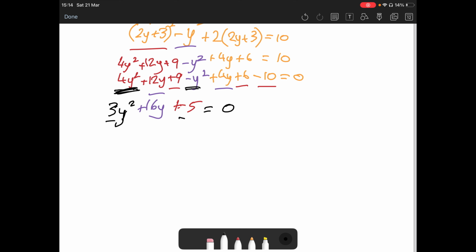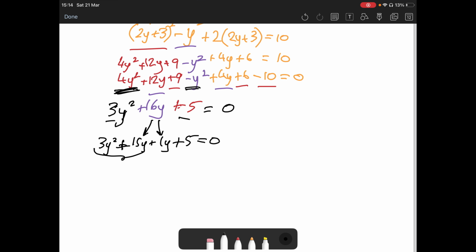I'm going to do the AC method again, like I did in the previous question. So A and C are 3 and 5. AC is 15. So I want any two numbers that multiply to 15 and add to give the middle term 16. It's going to be 15 and 1. Yeah? They're the only pair that times to give 15 add to give 1. So when it comes to splitting up my middle term, 15y plus 1y goes there. Okay, we've got my 3y squared at the front, my 5 at the end equals 0.